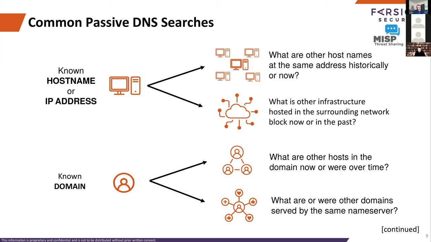Also, you would be able to figure out what other domains are served by that name server. So you have a domain, let's say Farsight Security or CIRCL, and we also have domain name servers because you can resolve our names. But those name servers not only serve us, they serve others. For example, the CIRCL name server potentially may serve the MISP project. Our name server may serve another 1,000 different domains.